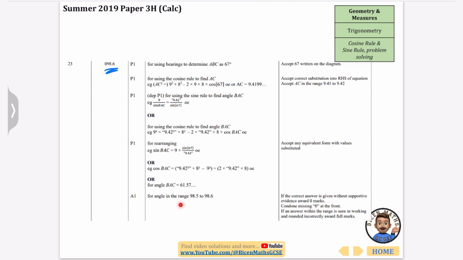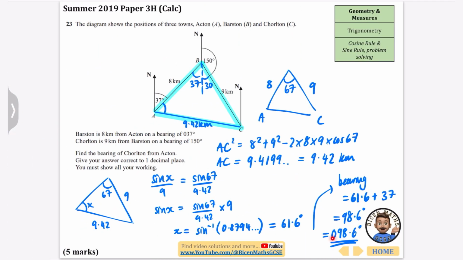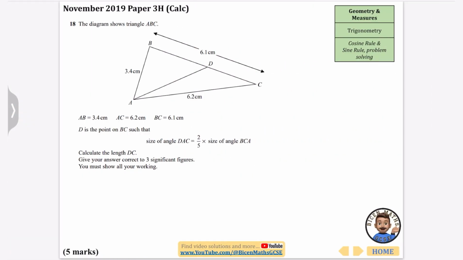Now, they actually would accept it like this. It says condone a missing 0 at the front. So if you didn't have that 0 at the front, that would be perfectly okay in this question.